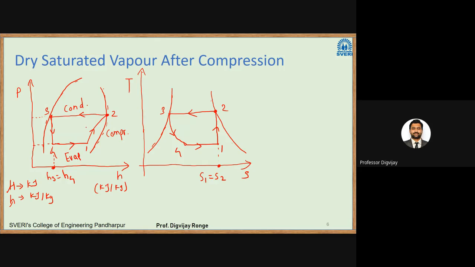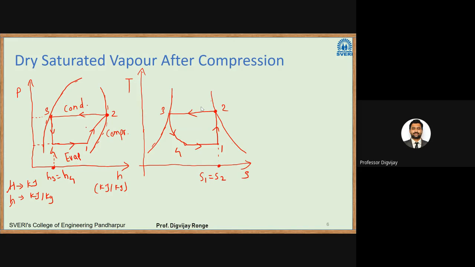So you don't have to mug up these things, right? If you have understood our last point, then you can easily draw the diagrams for these types of VCCs. So the first type we are dealing with is dry saturated vapor after compression. As the name suggests, at the end of compression we have a dry saturated vapor. Easily from the diagram also you can get that. So point 2 is dry saturated vapor. Okay, so we have four processes.